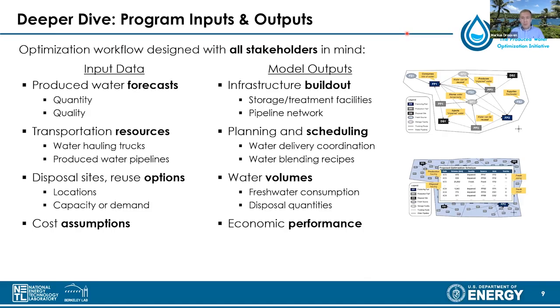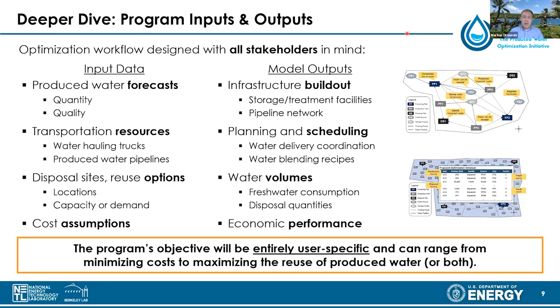Now, clearly, these outputs will depend heavily on the inputs. That sort of is a given, but they'll also depend on what objective you specify when you run Pareto. And this is where you'll be given options. You can say, I want to use this program to just optimize my cost. I want to understand what I can do to get my costs down. Or you could say, I'm really interested in understanding what I would have to do to maximize the amount of water that I'm reusing. Or you can say, I want to do a combination of the two. It'll be entirely user specific, and that's something I'll try to demo in just a slide or two from now.